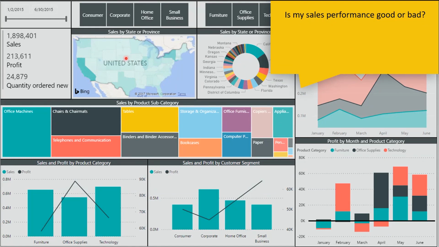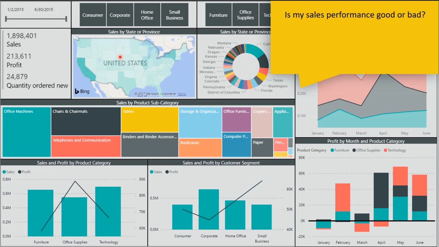And here it's practically impossible to say. I mean, we have all the breakdowns. We have breakdown by geography, breakdown by product categories, subcategories, customer segments, product categories. We have profit, we have sales, but it's hard to tell whether the performance is good or bad because this particular dashboard does not contain any kind of comparisons. It just has the breakdowns of the sales figure.